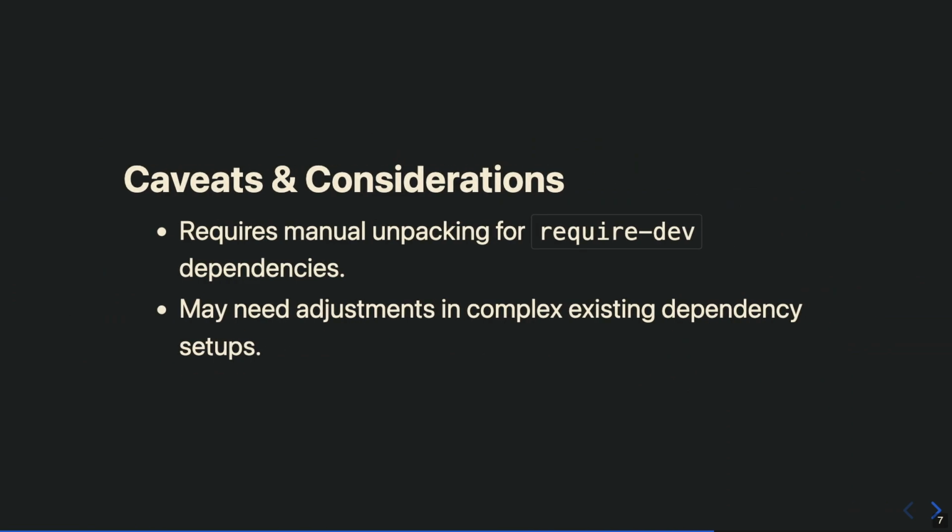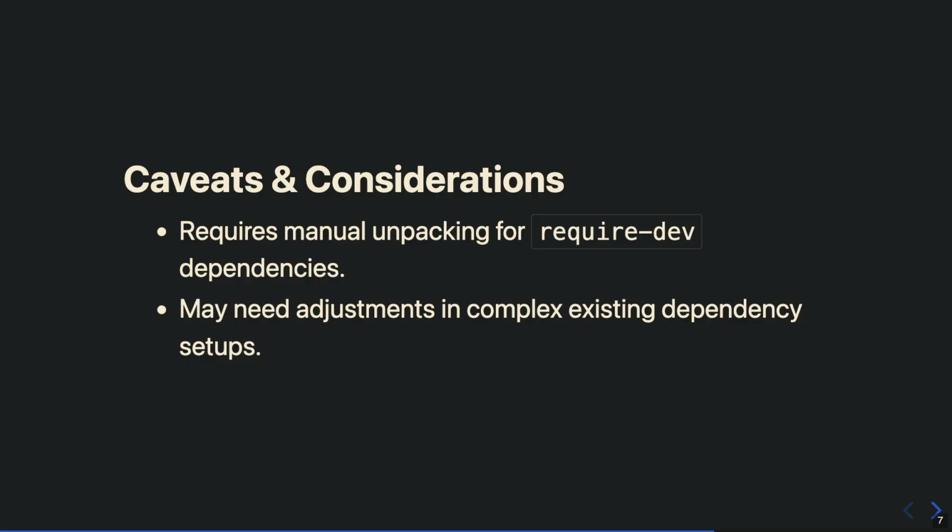So, caveats and considerations. If you are using this concept of recipe unpack, it works against your main project dependencies, but not your dev dependencies. So if you have anything in the require-dev section of your composer.json, it's not going to do anything with that. You're going to have to manually unpack those dependencies, and there's a command you can run against the specific recipe in that dev dependency to get it to unpack, but you would have to do it manually at the end.